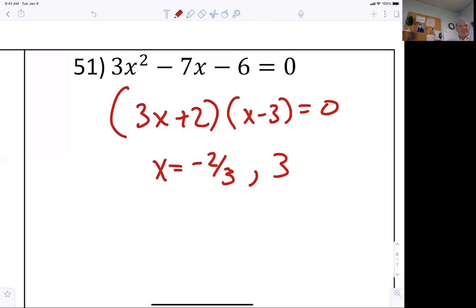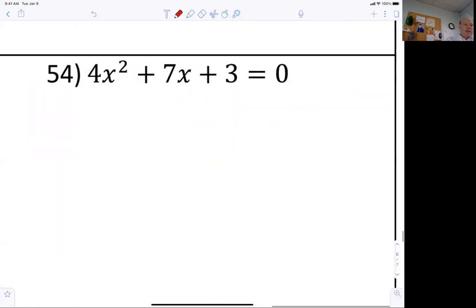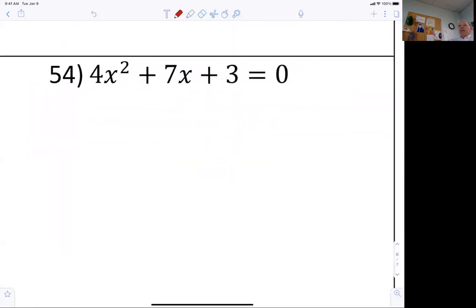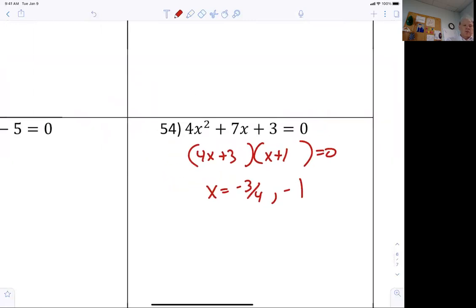All right. Last one for the day. Okay, so 4x plus 3, and then x plus 1. And negative 3 over 4, and then negative 1. Perfect. See that? Negative 3/4 and negative 1. Easy, easy, easy.